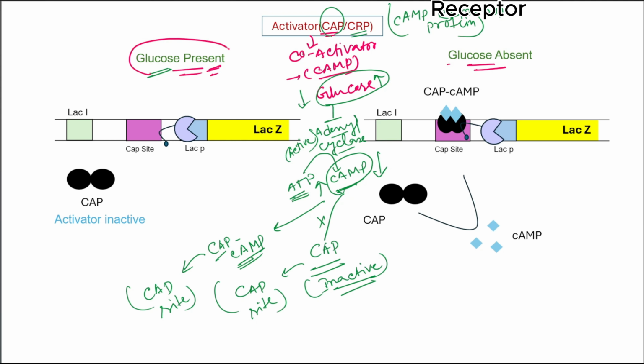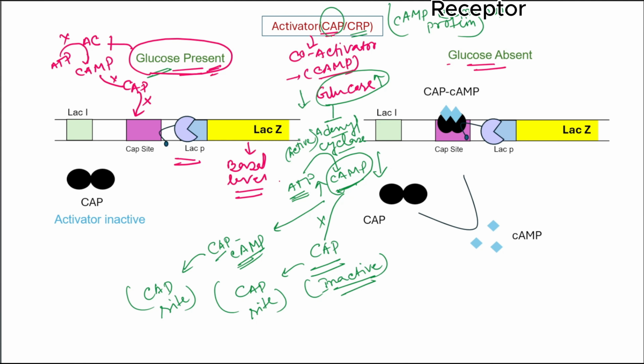So if the glucose is present, then glucose inactivates the adenyl cyclase. Adenyl cyclase cannot convert ATP into cAMP. Then cAMP cannot bind with the CAP. Then CAP cannot bind to the CAP site. So without CAP-cAMP, the lac operon is poorly expressed because the RNA polymerase binds to the promoter site weakly. So the gene expression is at a basal level because the gene is poorly expressed.